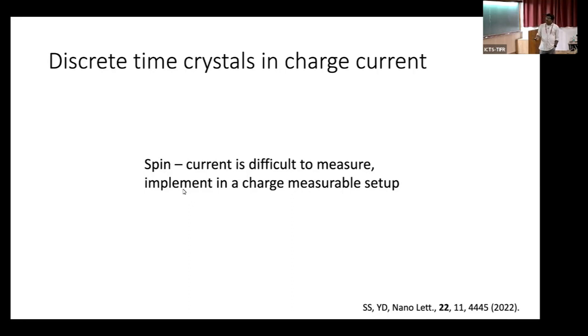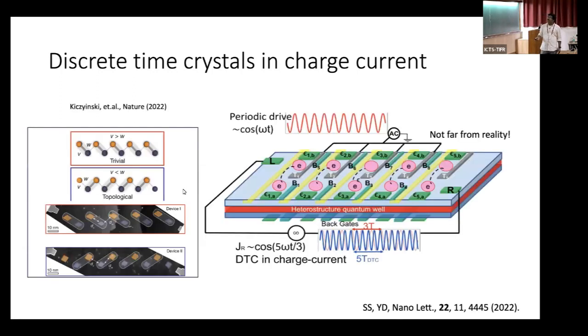So let's implement the whole thing in a charge-measurable setup. The underlying symmetry in my Hamiltonian is SU(2), so I want to implement the SU(2) symmetric system in an array-like structure. So now here is my imagination. I have a chain of dots. Each dot contains spinless fermions, and their energy levels can be changed by some gate. And then electrons can hop from one dot to another.